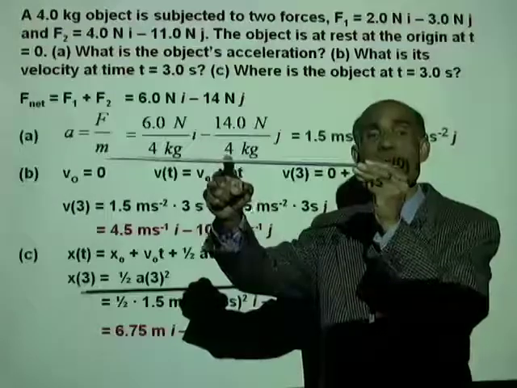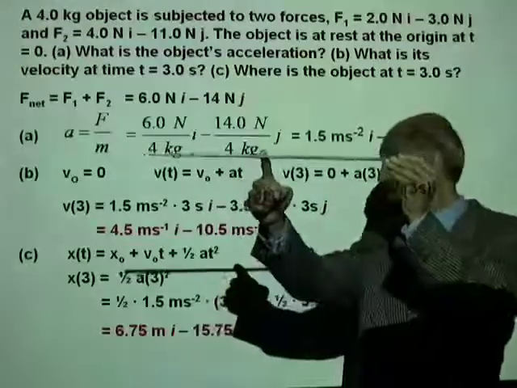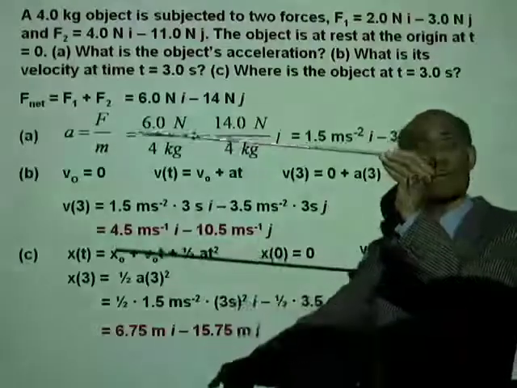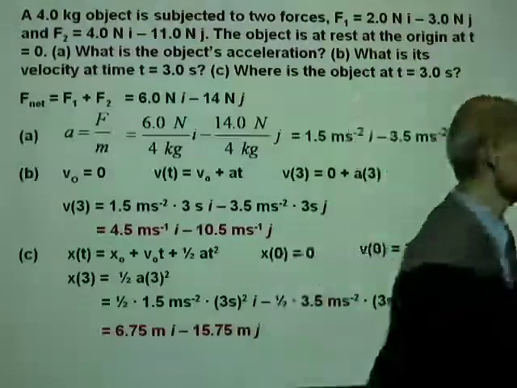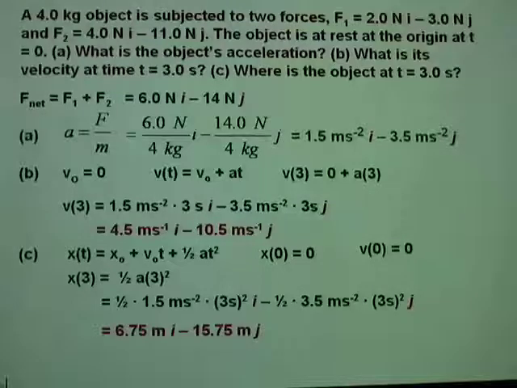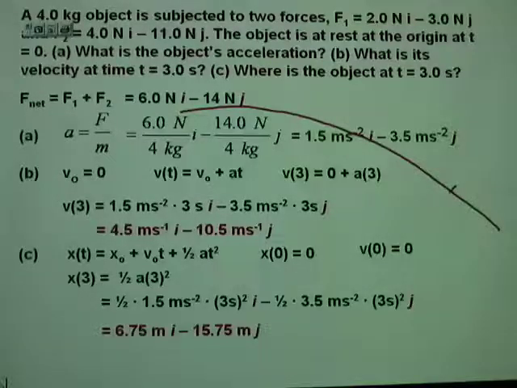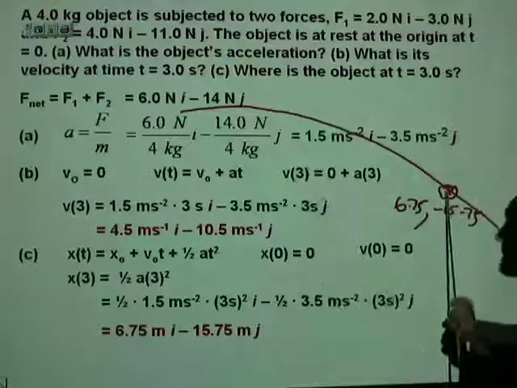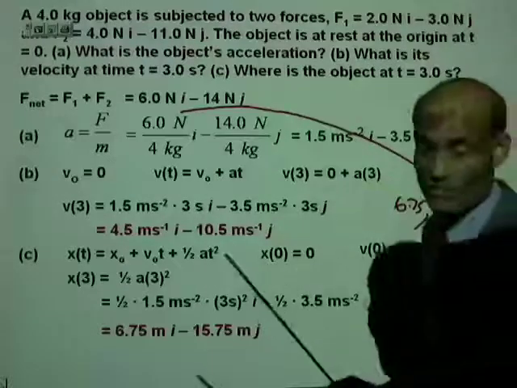6.75 meter along the x direction in the positive way, and negative 15.75. So the particle has moved. If I use here, the particle has been moving like this. It is now somewhere here where its x position is 6.75 and its y position is 15.75. That is the meaning there. This is where the object is at the end of that 3 seconds.